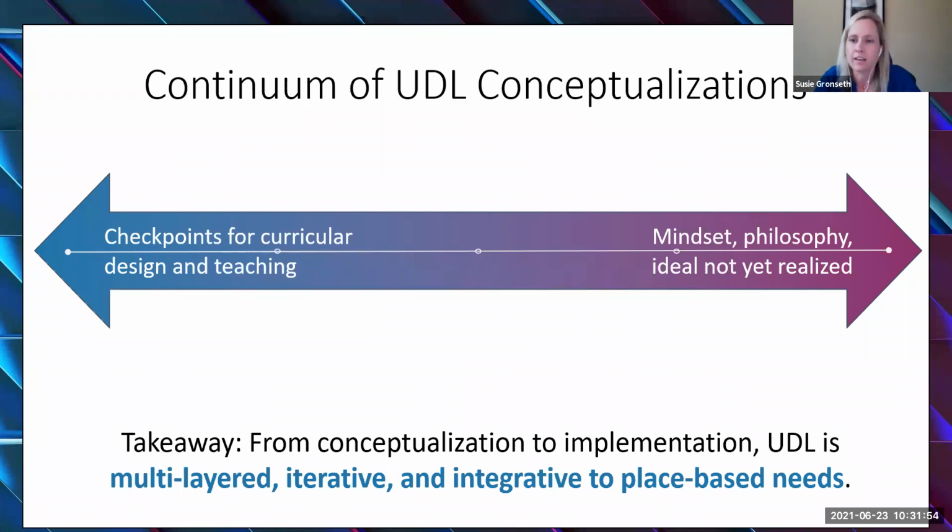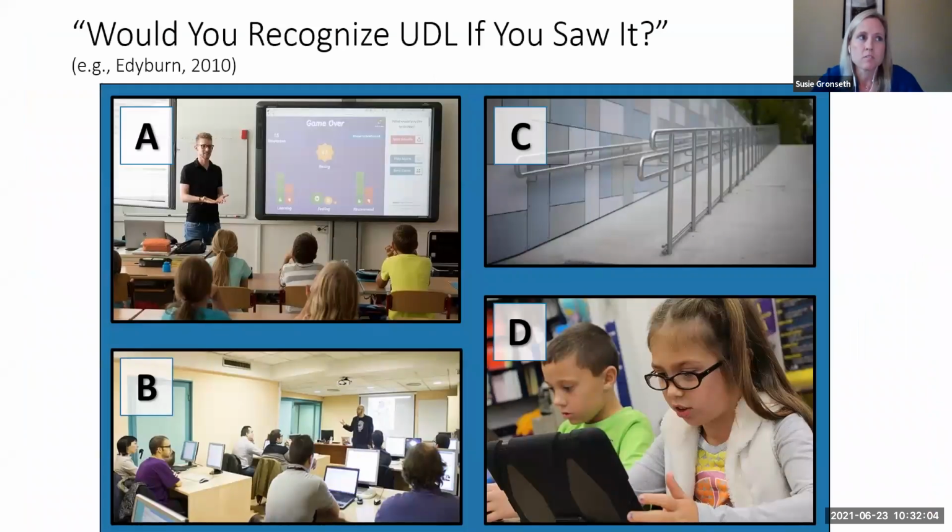And when you do that, you really fold in a lot of different things that you could say are UDL. If you have that philosophical conceptualization, you may say that something like C is universal design for learning because it's providing multiple means of access.